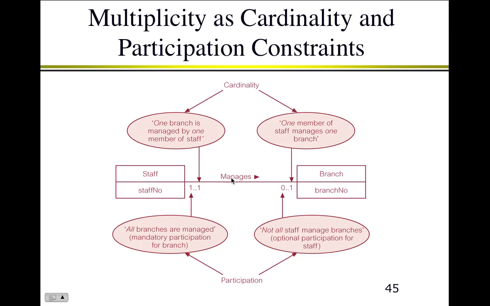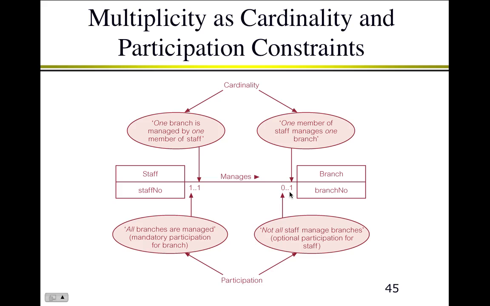And here's how it actually gets separated. So the cardinality for the staff versus the branch, the one-to-one. One branch is managed by one member of the staff. This is review. We've just gone over this. That would talk about the cardinality component. The participation is saying all branches are managed, mandatory participation of the branch, which means one branch has to have one staff person. We can't have a branch that doesn't have a manager. But over here we can have a staff, because we're talking about the staff who's managing the branch.